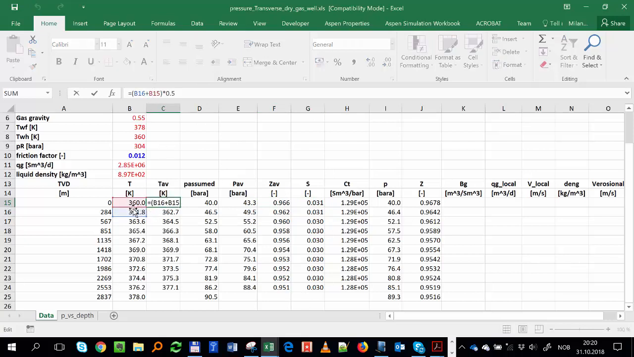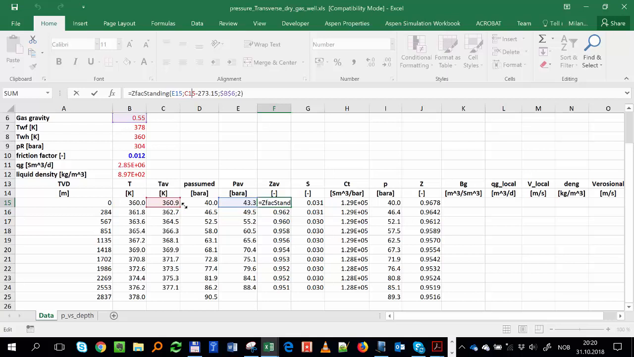So here I made an average of the temperature for the segment, taking the temperature at one depth, the temperature at another depth, and I make an average. Okay, so that's this cell here. And after that, to calculate Z, I also use the average temperature and the average pressure of that segment.